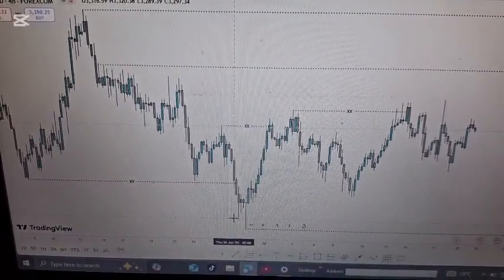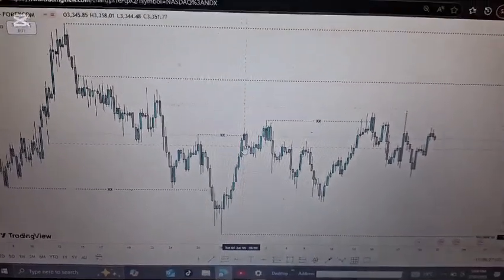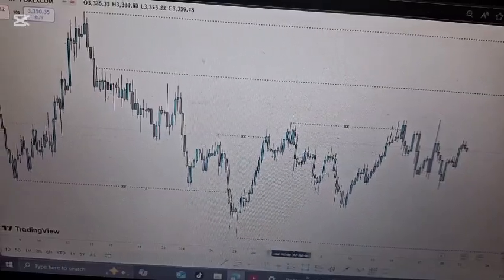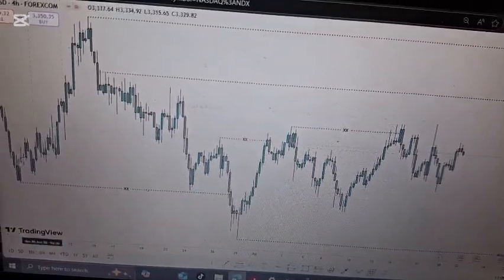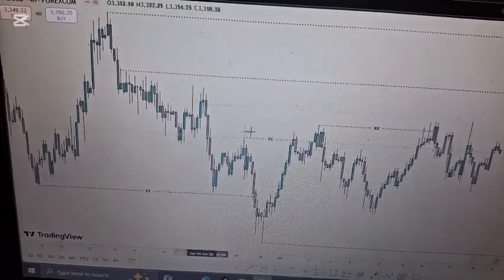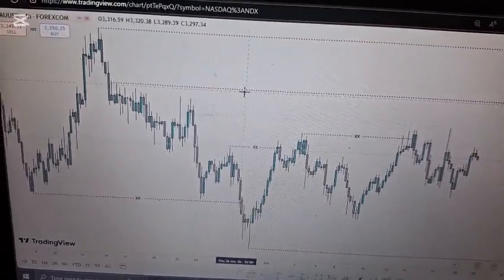Once he took them out, he's seeking major liquidity on the higher side, because this is internal liquidity. This is basically external liquidity. So right now he's gonna seek external liquidity while taking internal liquidity inside.